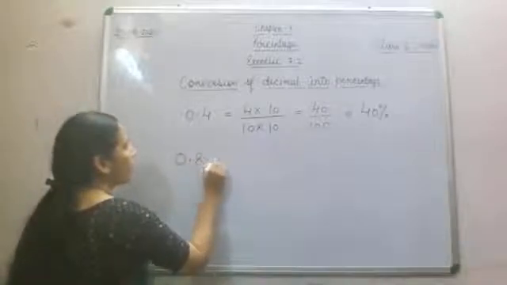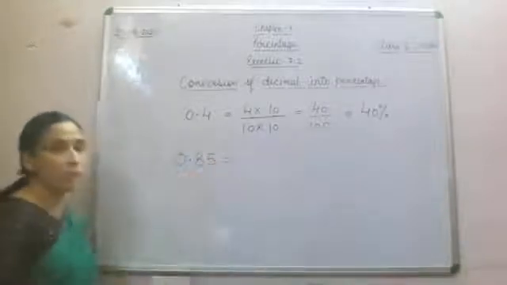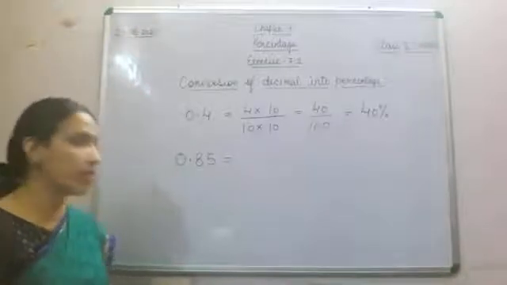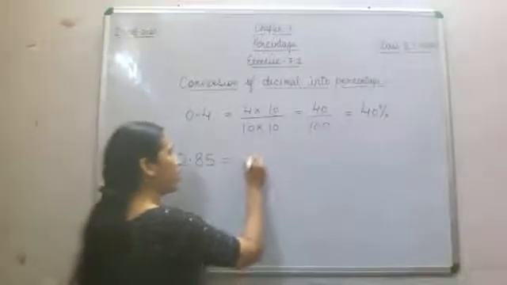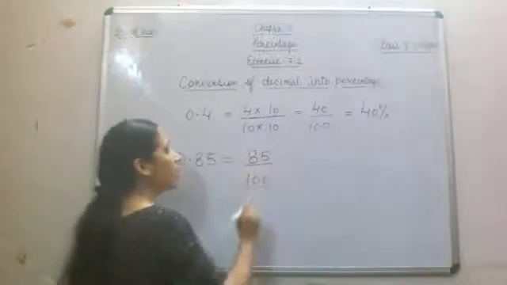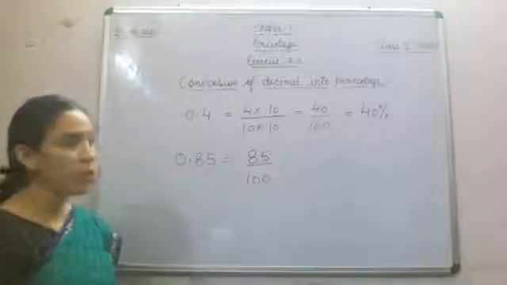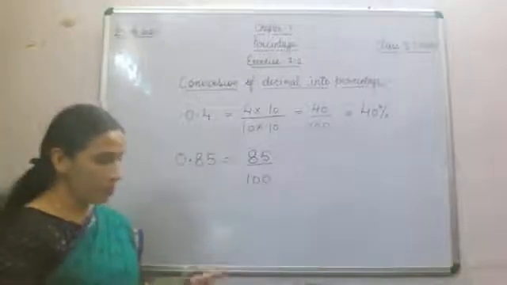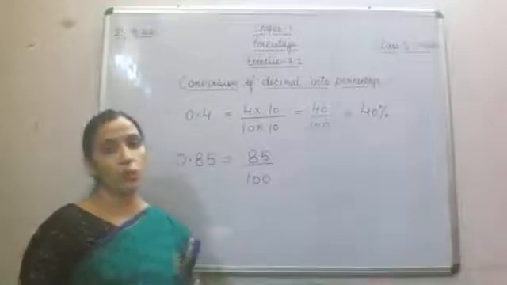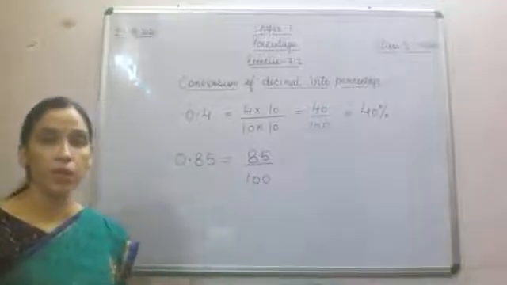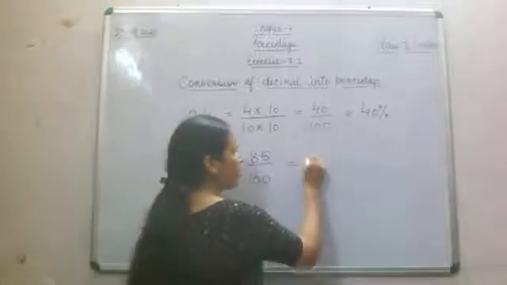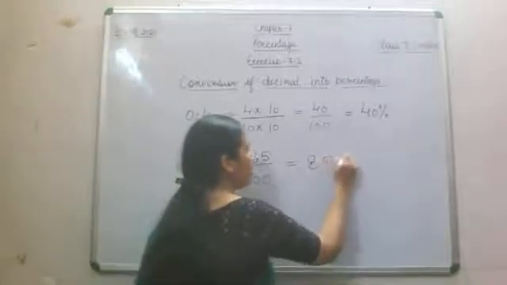Now let's take one more example, 0.85. How many decimal places are there? 2 decimal places are there. What will we do? We'll remove the decimal and we'll write 100 in the denominator. Now, if we have to write a fraction as a percentage, we require that we must have 100 in the denominator. Here we already have 100 in the denominator, so we'll write it like this, 85%.